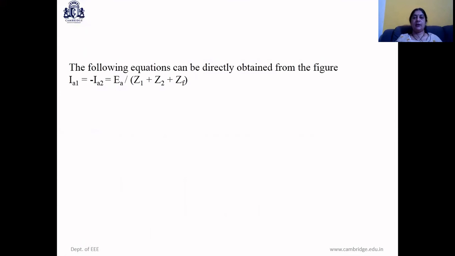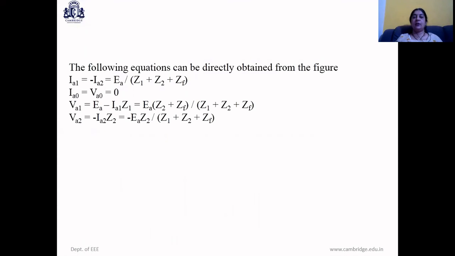From the above diagram, we can write the expressions for the current IA1, which is in the direction opposite to IA2, minus IA2, as EA by Z1 plus Z2 plus ZF. IA0 and VA0 are 0. VA1 is EA minus IA1 Z1 and VA2 is minus IA2 Z2. We can substitute for IA1 and IA2 in those expressions and get the expressions for VA1 and VA2.